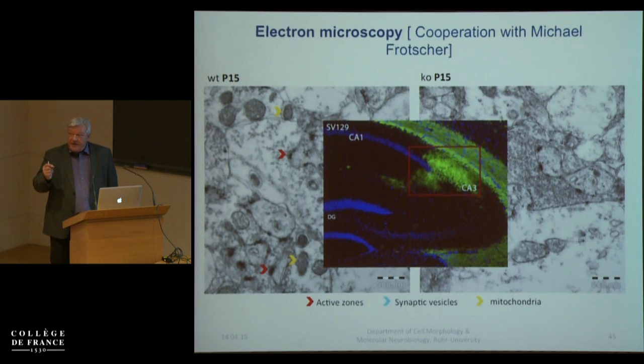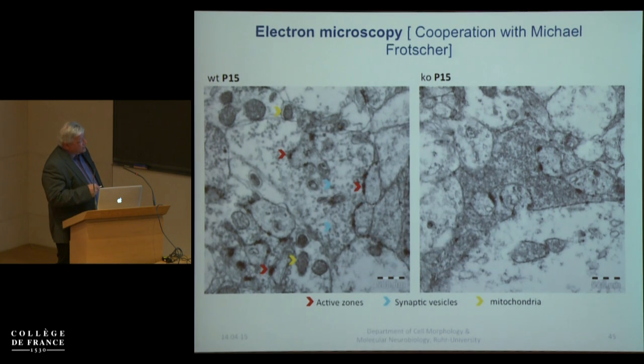And we have thought that maybe this could affect the formation of synapses and started a collaboration with Michael Frotscher's lab to look at this region. But so far, we could not see fundamental differences with regard to synapse formation between the wild type and the knockout on the structural level.